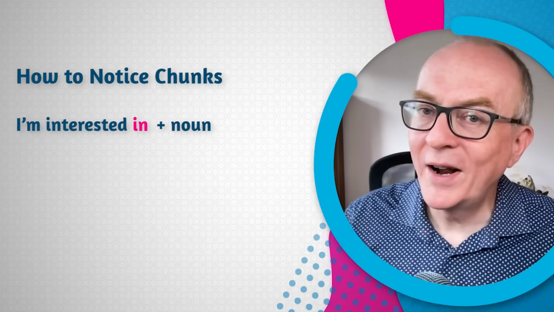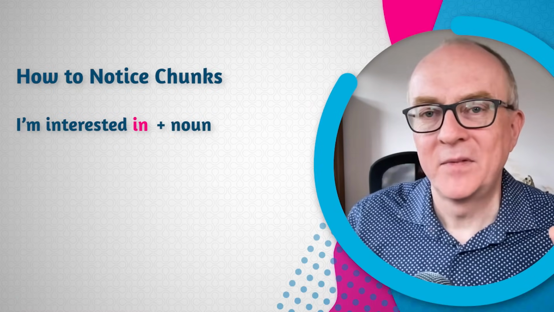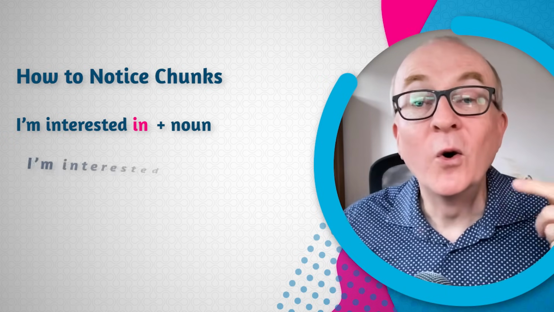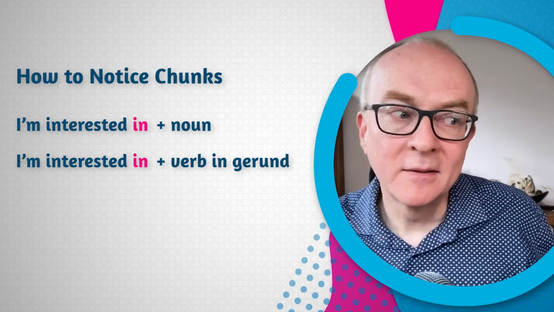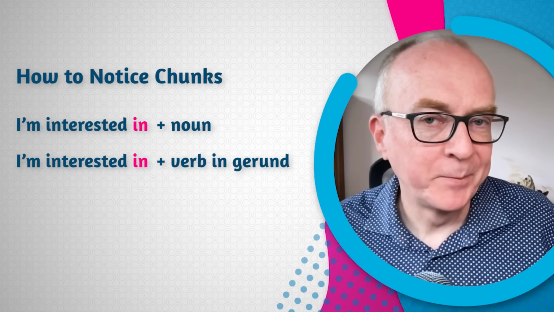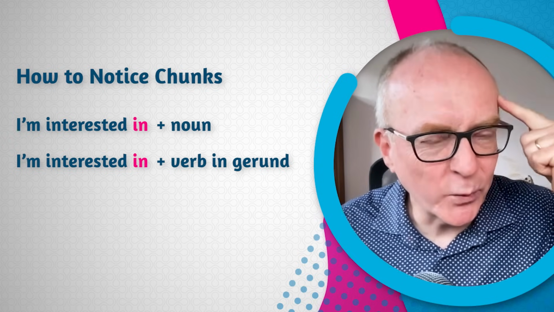Not on or at, in, plus a noun. Or I'm interested in doing sport, in plus a verb in the gerund. That's what you notice, that's what you note. And then you can use it flexibly. I'm interested in English. I'm interested in learning English. I'm interested in learning French. It's true, right?